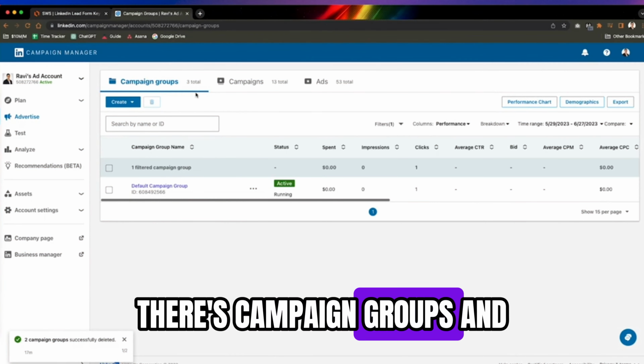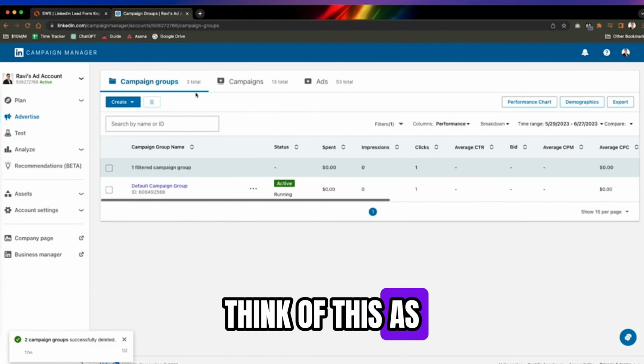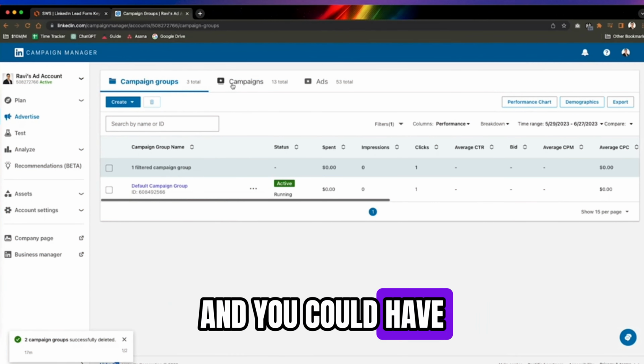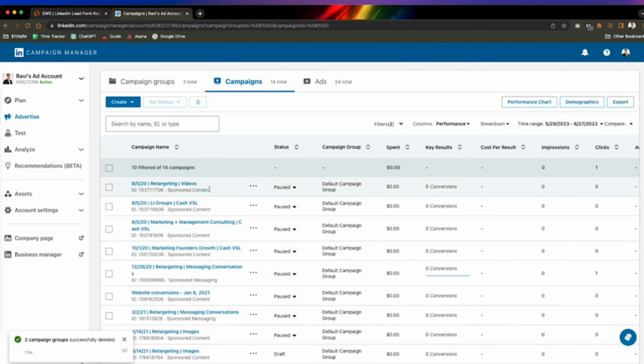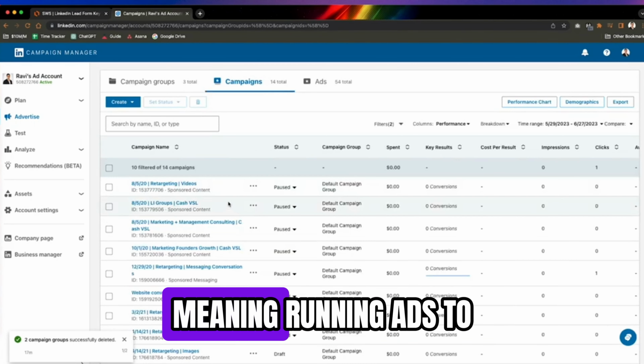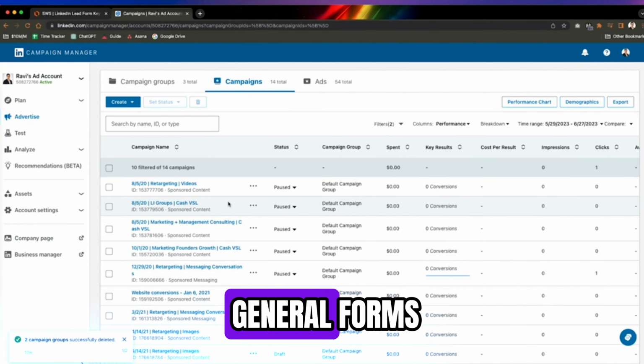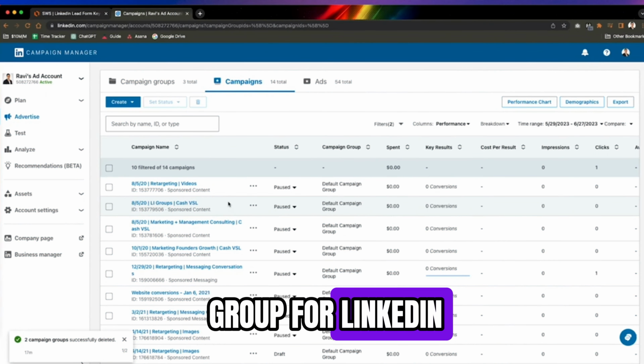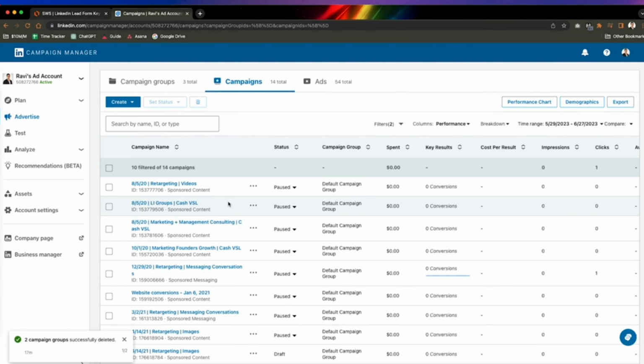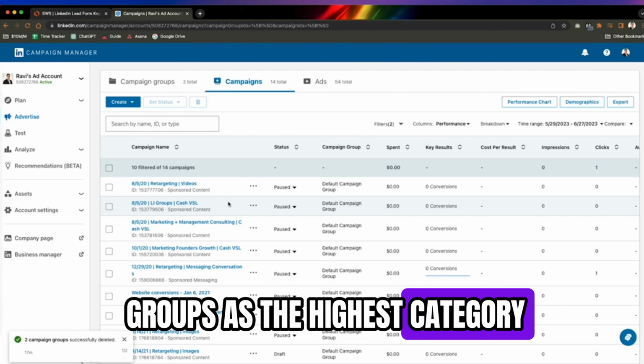There's campaign groups, and think of this as the top of the umbrella. You could have a group for retargeting ads. You could have a group for cold ads, meaning running ads to cold traffic. You could have a group for LinkedIn lead gen forms. You could have a group for LinkedIn brand awareness campaigns. So think of campaign groups as the highest category.